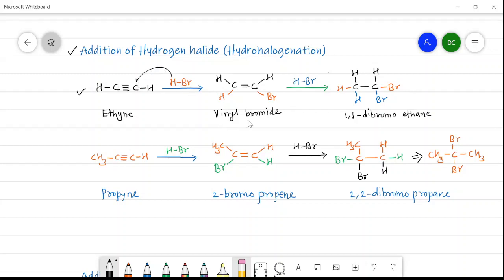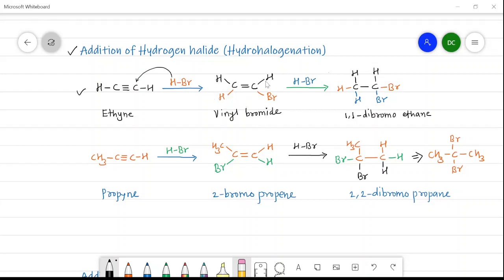Then we get here a vinyl bromide. A Br is going to attach, and this triple bond is converted into the double bond, so that here we get CH2=CHBr, which is called vinyl bromide. Now, in the second step, this vinyl bromide is an unsymmetrical alkene.